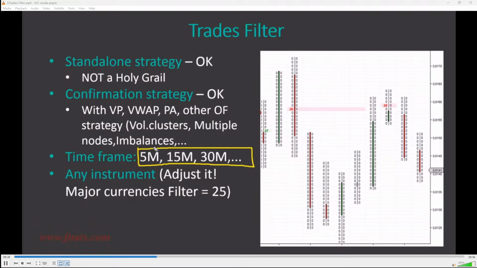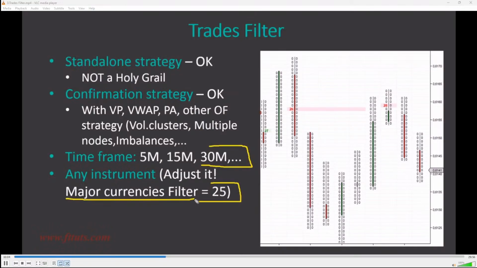What you can do if you want more trades, if you're a scalper, is go for the 5-minute time frame, and you can set the trade filter to a lower number, so not 25, but for example 15 or 20. And with this, you'll get way more trading signals, and you can trade them on the 5-minute chart. But the way I do it is I use the filter with a minimum trade size of 25, and I use it on a 30-minute time frame.